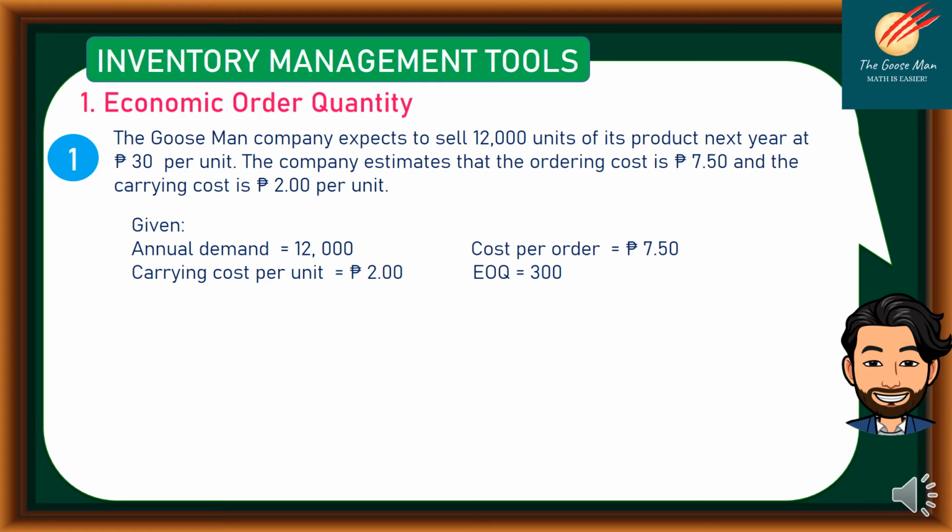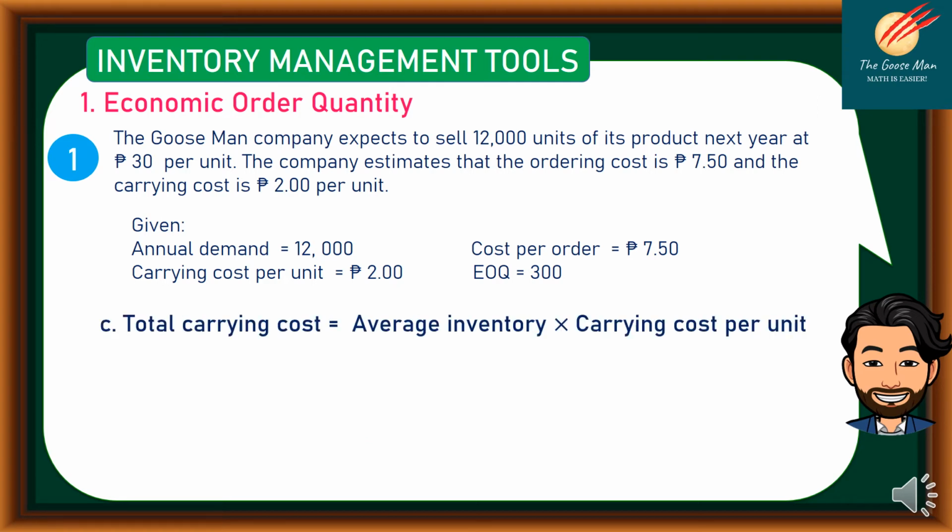Let's move on to the next problem. We want to find out the total carrying cost. This is average inventory times carrying cost per unit. Recall that the average inventory is equal to your EOQ divided by 2. That is why we have EOQ divided by 2 times 2, which is your carrying cost per unit. So the total carrying cost is equal to 300 as well.